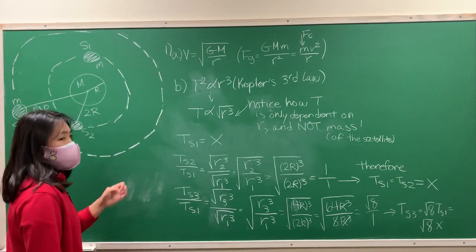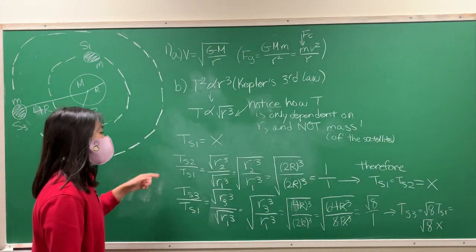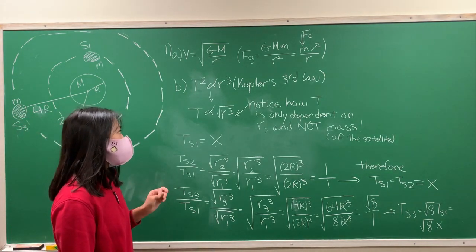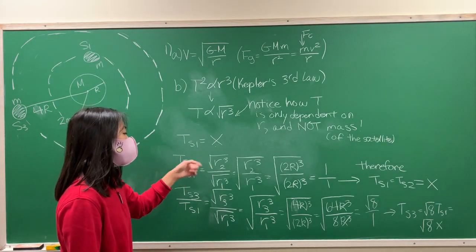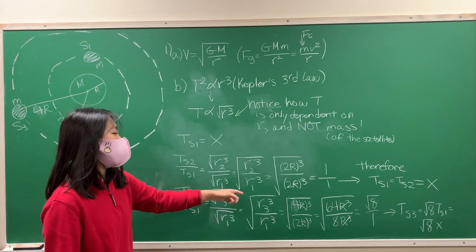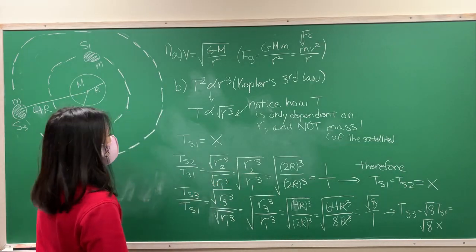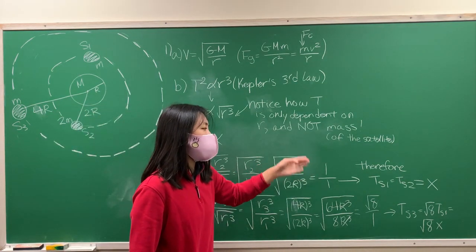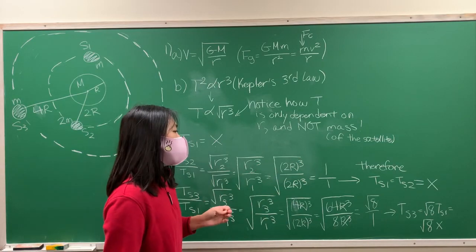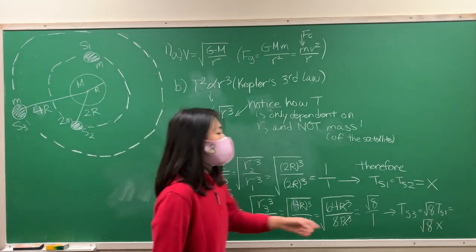So if we say that the period of satellite 1 equals x, then we can relate the period of S2 over S1 to equal the square root of the radius of satellite 2 cubed over the radius of satellite 1 cubed. And because the two radii are the same, the ratio should be 1 over 1, and therefore the period of satellite 2 should equal the period of satellite 1, which will equal x.